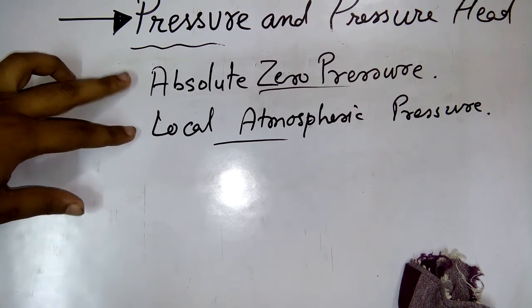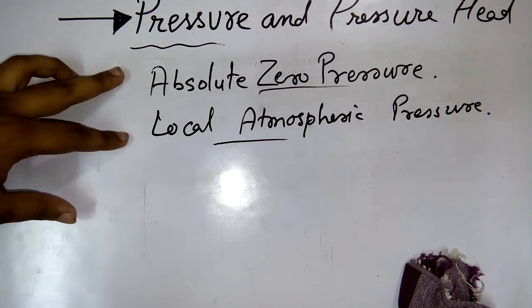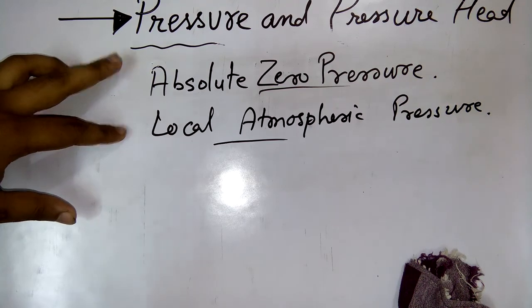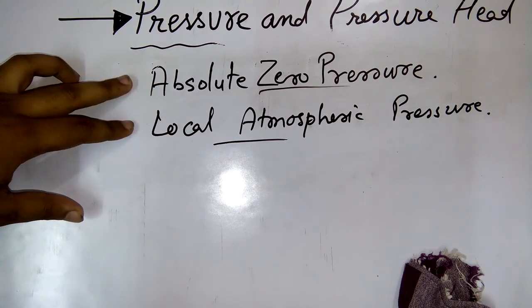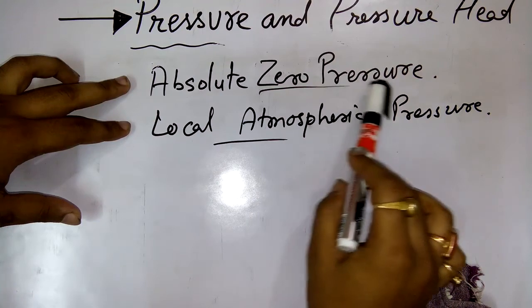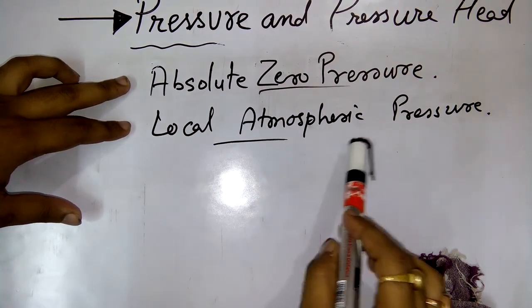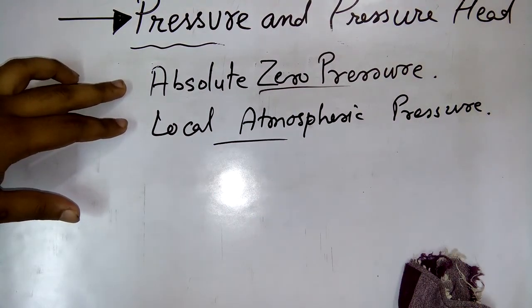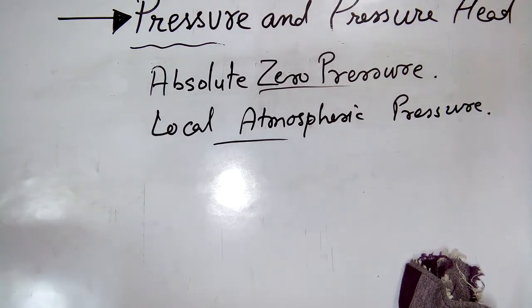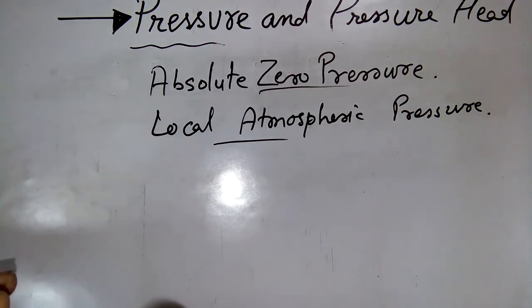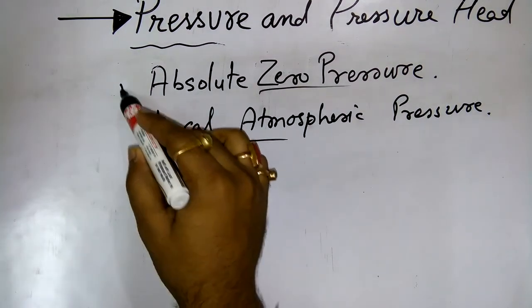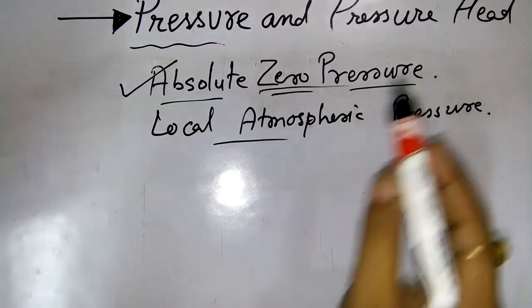See, these two terms, why I have written them, because pressure can be expressed either in reference to absolute zero pressure or with reference to local atmospheric pressure. So what is absolute zero pressure? Suppose there is a system, it is filled with vacuum. What is vacuum? Vacuum means devoid of air, no air. It is entirely vacuum. Then the pressure of that system is absolute zero pressure.